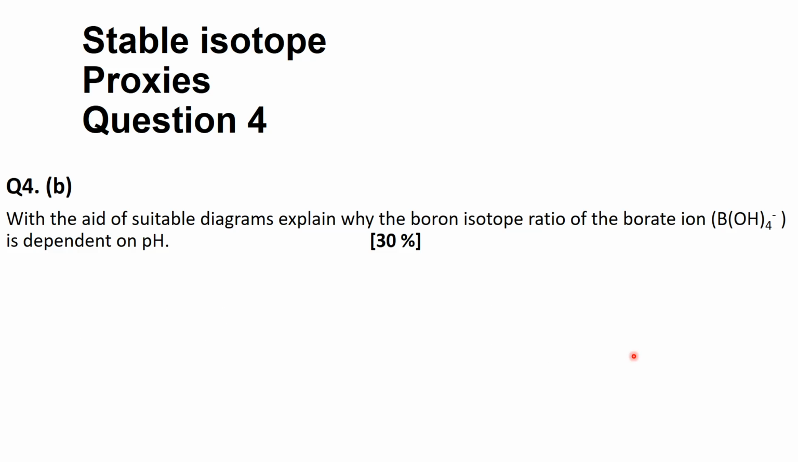Okay, so part B. Again, this is a question that, I guess, is asking you to do one thing and giving you some instructions to do that. So it's really asking, why is the isotope ratio of borate ion dependent on pH? Now, you could split this into a number of different parts. Why is it different to the boron isotope ratio in the boric acid? Why is it different to the boron isotope ratio of the total boron in the ocean? And also, your answer must include some diagrams.